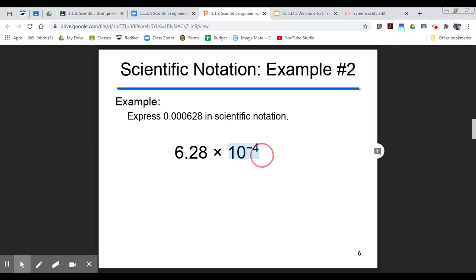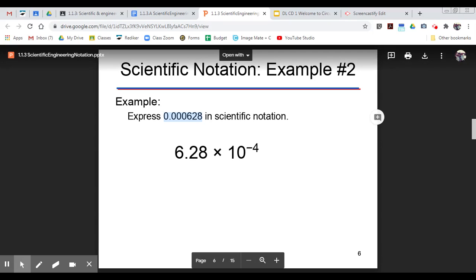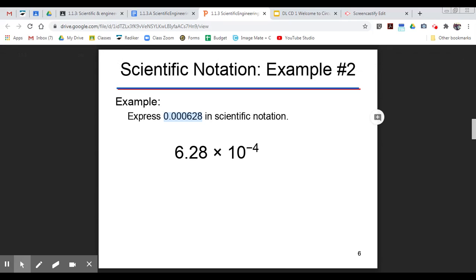So 6.28 times 10 to the fourth. If we find the 6 here, it had to move over 1, 2, 3, 4 times. So since it's smaller than 1, it has to be a negative exponent. It is 6.28 times 10 to the negative 4.